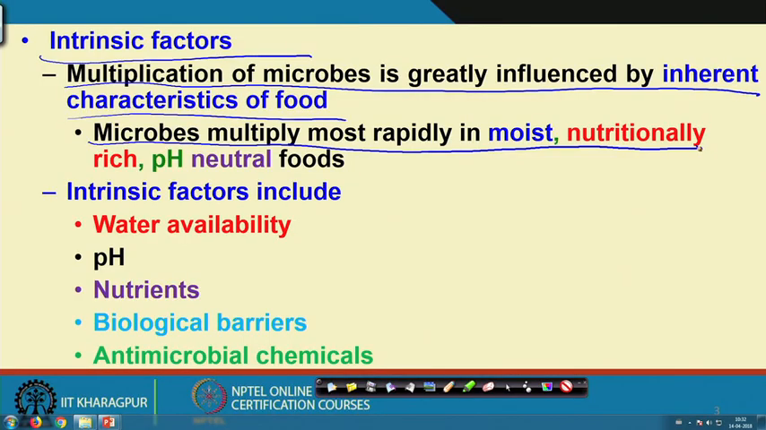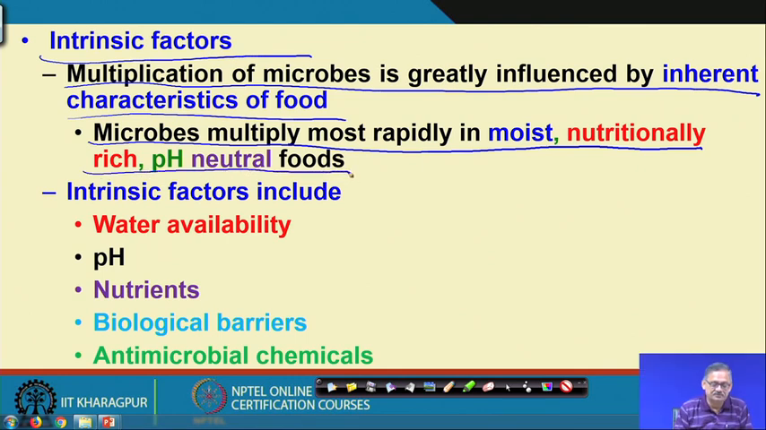And in earlier classes, we had also shown that bacteria need high moisture, a high water activity level, yeast need relatively less, and mold needs even lower water activity. But in all cases, moisture is a must. That is why in dehydrated or dried food, microbes are not growing or spoiling the food, right. Where water availability in dehydrated food is less than the water activity level required for the organisms to grow. So, microbes multiply rapidly in moist, nutritionally rich, pH neutral foods, right.